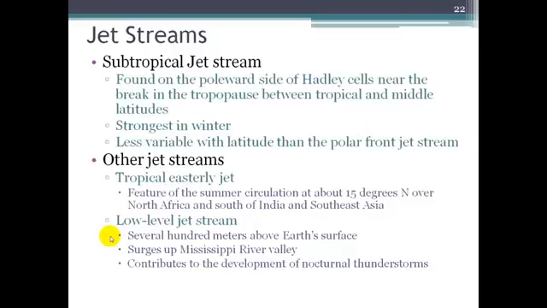The subtropical jet stream is found just on the pole side of the Hadley cell, that first circulation cell from the intertropical convergence zone, where it begins to subside around 30 degrees north and south latitudes. As we saw on the previous slide, there's the break in the tropopause there, and it allows for this jet stream. It also is stronger in winter, and it's less variable with latitude than the polar jet stream is. It doesn't have those erratic rises and sinks, troughs and ridges like we see with the polar jet stream.